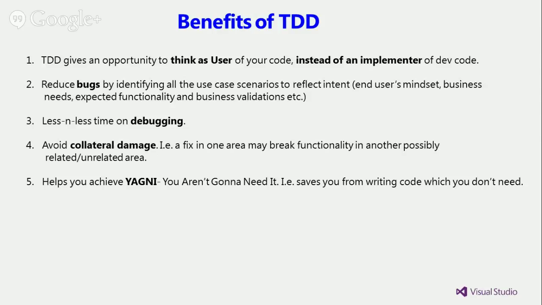For big design upfront, there is a term called BDUF. The concept is that you have to avoid big design upfront, and that is another concept of agile. That's why agile teams are going with TDD, because it helps you achieve YAGNI, which means you are not going to need it. It saves you from writing code which you actually don't need. Until you reach the point where you need it, you are not writing it ahead of time, because there is no driving factor for your code functionality.